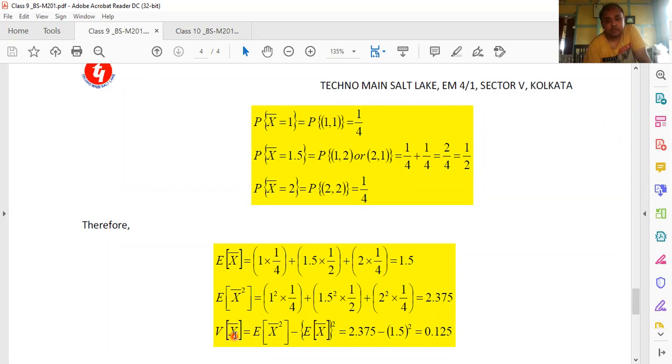And variance of X bar, since variance of X is EX squared minus EX whole squared, variance of X bar will be EX bar squared minus EX bar whole squared. So we substitute all these calculated values and we get 0.125.